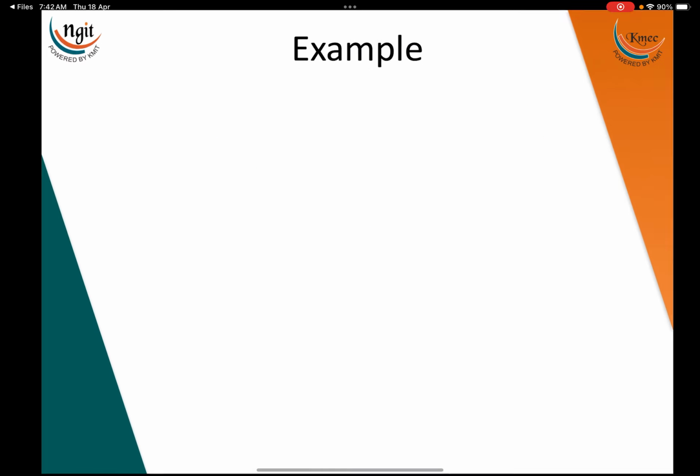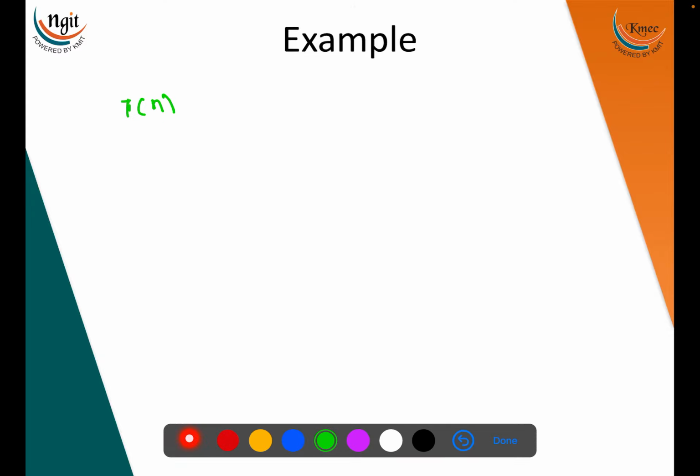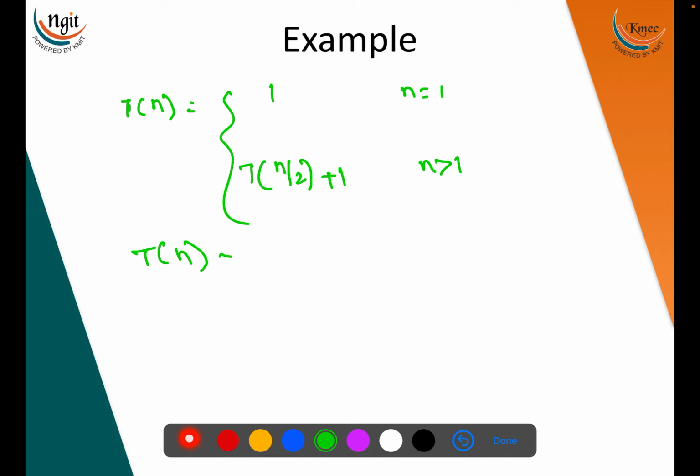Now T of n is equal to 1 where n is equal to 1, and T of n by 2 plus 1 where n is greater than 1. So this is the time complexity of the recursive binary search approach. That means T of n is equal to 1 into T of n by 2 plus 1.